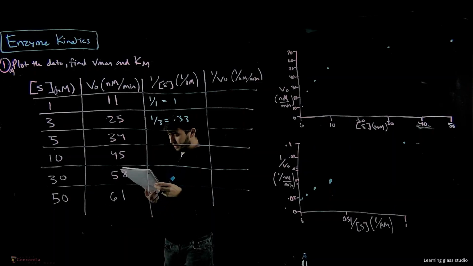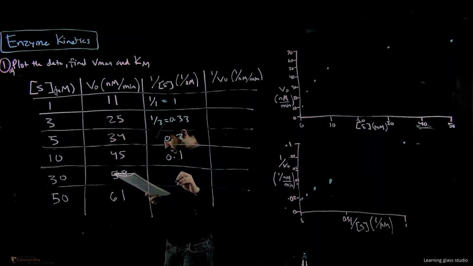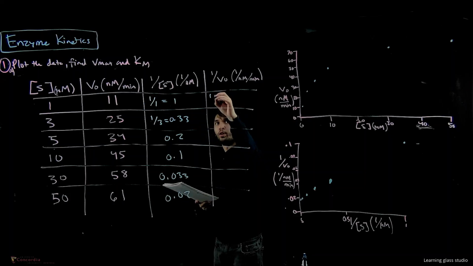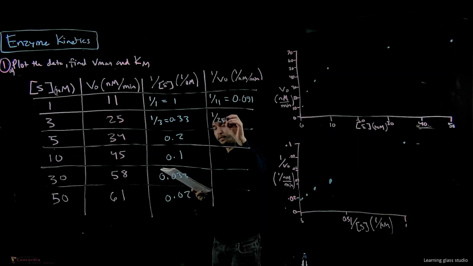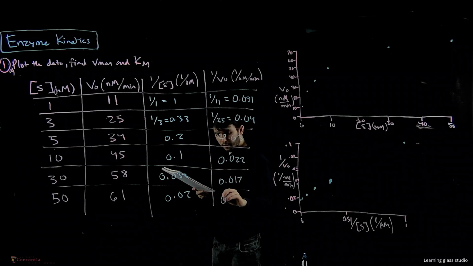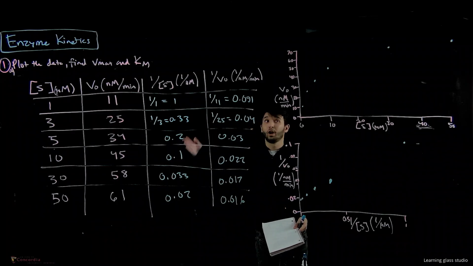So to fill in this column, we get 0.2, 0.1, 0.033, and 0.02. All right, in this column we're doing 1 divided by the rate, so this is 1 over 11, which is equal to 0.091, and then this one will be 1 over 25, which is 0.04, and just going down, we get 0.03, 0.022, 0.017, 0.016. All right, so now we are going to plot these in 2 different graphs.